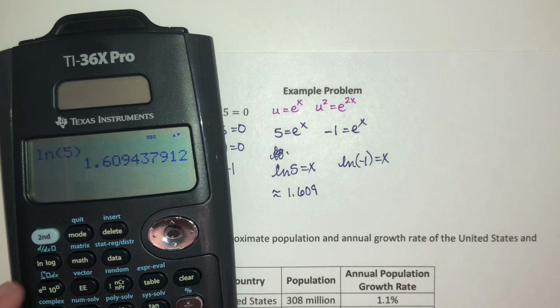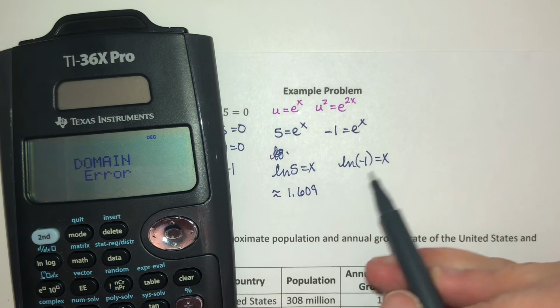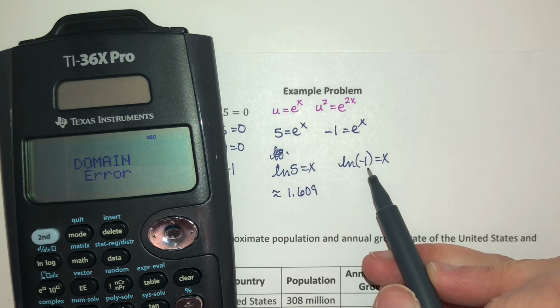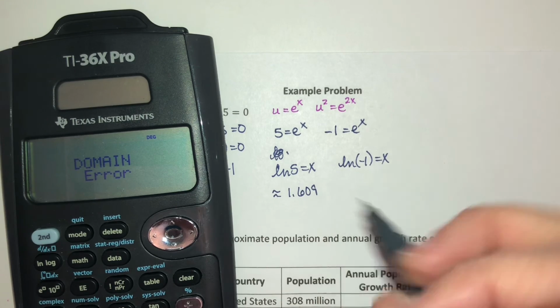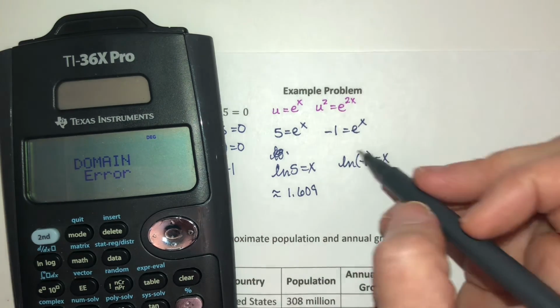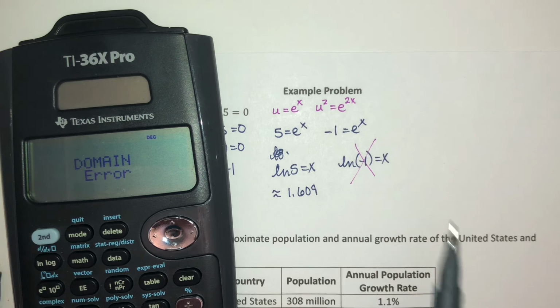Okay. And then if I try natural log of negative 1, we have an error. And that's because the argument of a logarithm cannot be negative. The argument has to be greater than 0. So this does not exist. So we had the potential to get two answers here, but we had to throw one of them out. And having to be aware of the domain of our logarithms is something that's going to keep coming up as we go along.